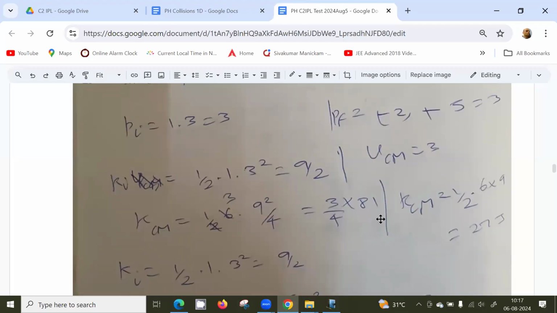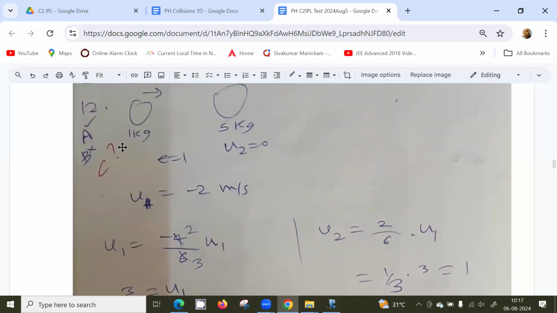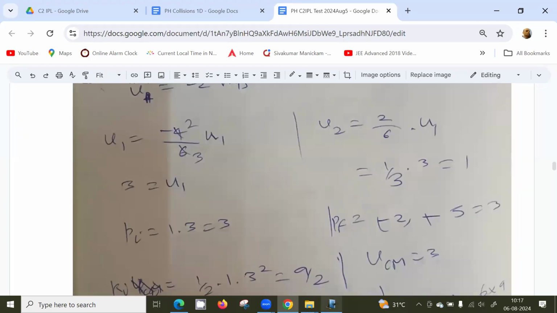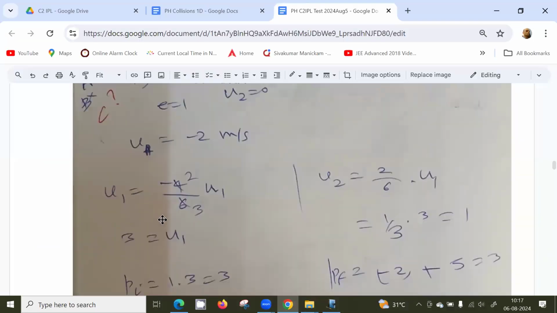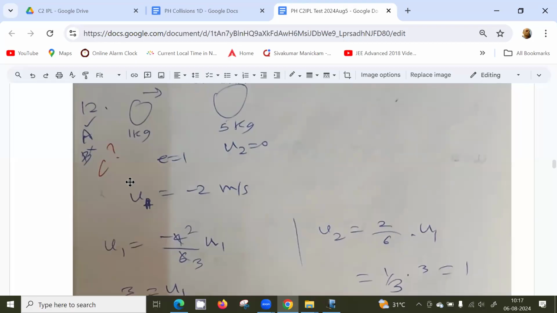Okay, so with this, I didn't get option C. But if I do the thing correctly, with velocity of center of mass as half, then I get the kinetic energy of center of mass as 3 by 4, which is 0.75. So option C is correct. So the key is correct. So for the 12th one, the answer is A and C. Is it clear? Yes, sir. I'll move to the next one.